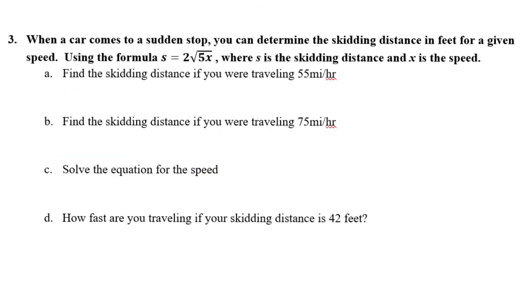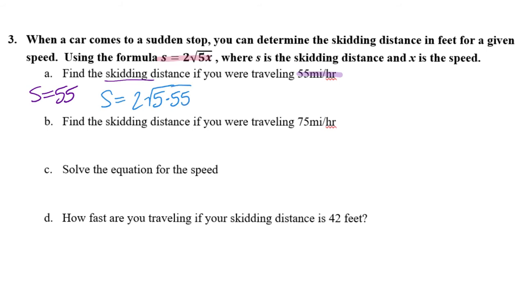When a car comes to a sudden stop, you can determine the skidding distance in feet for a given speed using the formula S equals 2 root 5x, where S is the skidding distance and X is the speed. Find the skidding distance if you are traveling 55 miles an hour. So 55 miles an hour is going to be your speed, because it's how fast you are traveling. And now it wants to know the skidding distance, which is S. So S equals 2 root 5 times 55.